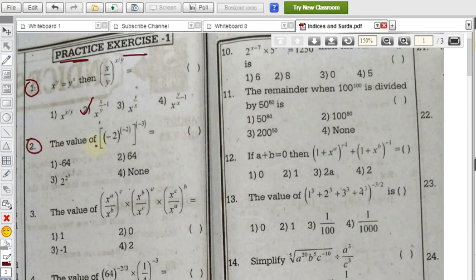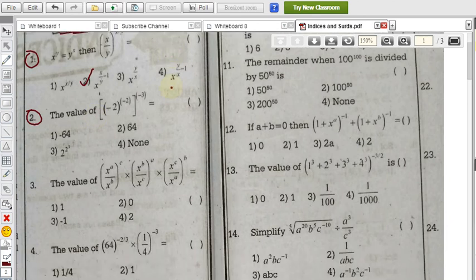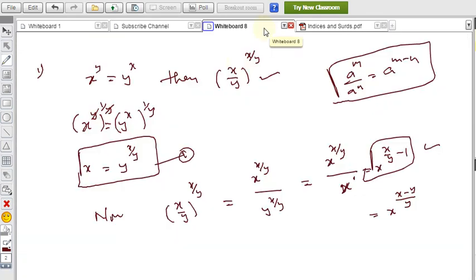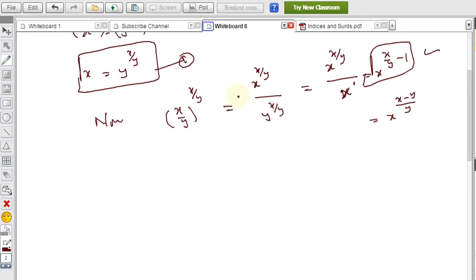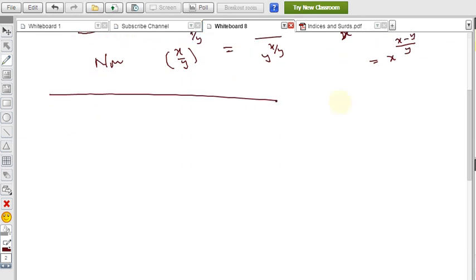Next one, the value of minus 2 to the power minus 2 whole to the power minus 3. A to the power m whole to the power n formula. A to the power m whole to the power n is a to the power m into n. Right? So minus 2 to the power. Write the question here. Two values are given.